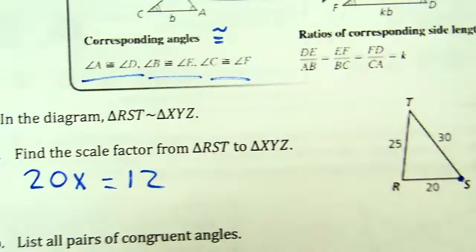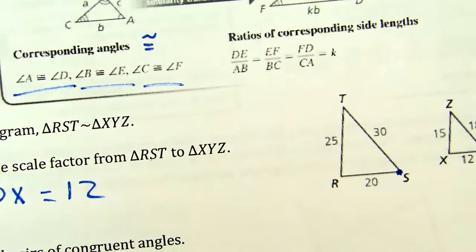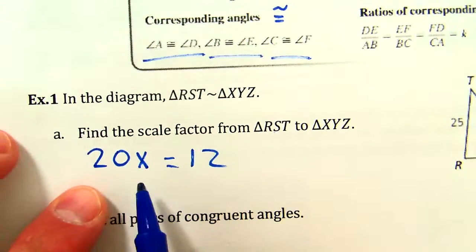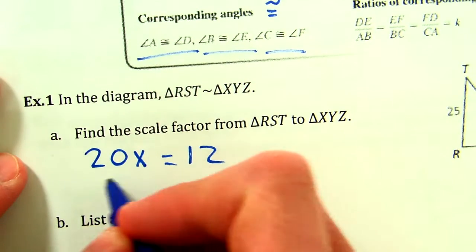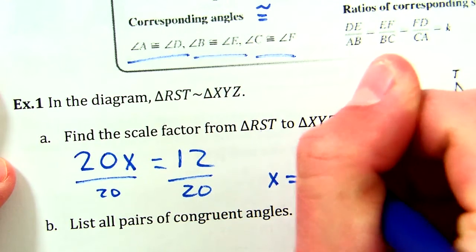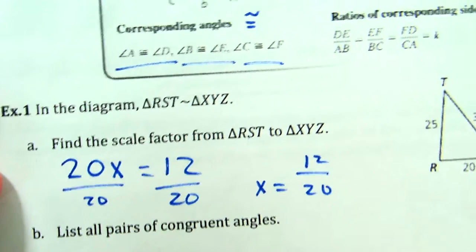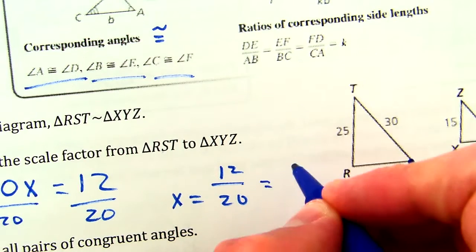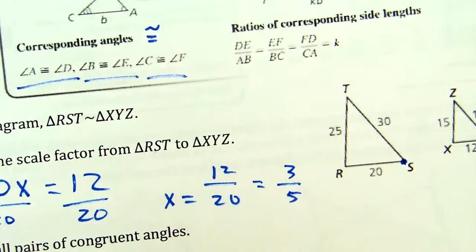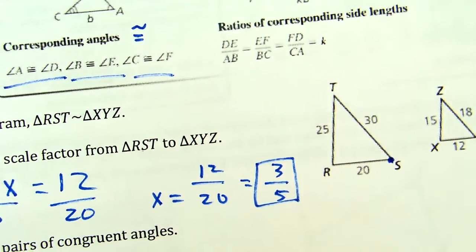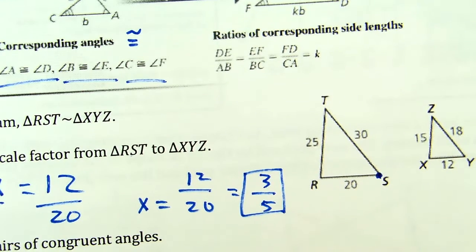I could have done that with the left sides. I could have done that with the rightmost sides. But what I'm doing is I'm just picking one pair of corresponding sides, and I'm trying to figure out, okay, what is the scale factor here? This is 20 times the scale factor, so I will divide each side by 20, and then my scale factor, which I labeled as X here, maybe more commonly the letter K, is 12 over 20, but this is a fraction that can be simplified. I can take a 4 out of each of these, and that would simplify into 3/5. So my scale factor here is equal to 3/5 if I go from the bigger one to the smaller one.